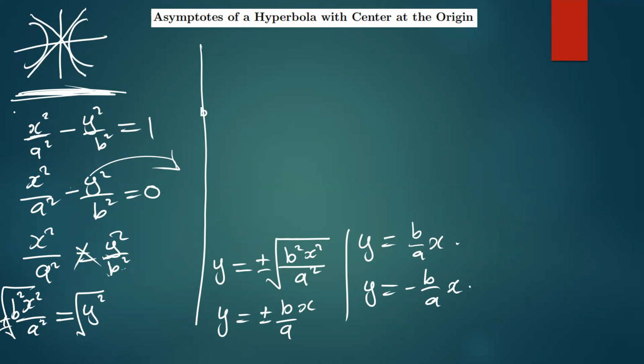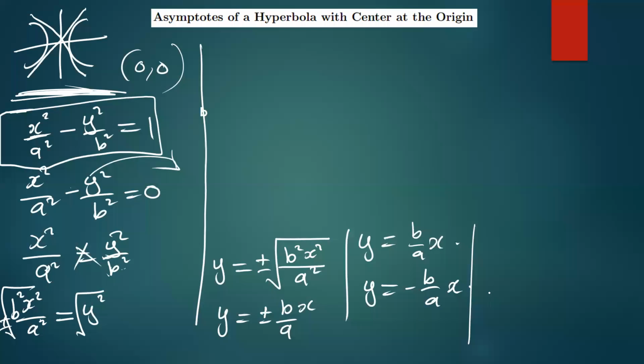This is the equation of the hyperbola with the center at (0, 0). Now if you have the center (h, k), you still follow the same procedure, except that you are going to have an equation in the format y minus k is equal to plus or minus b over a in brackets x minus h, if you have the center (h, k).